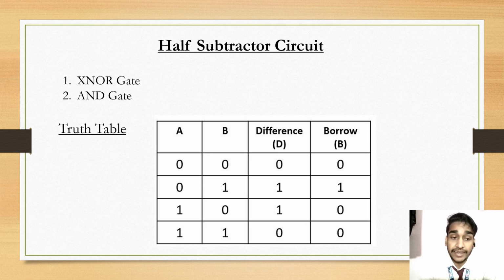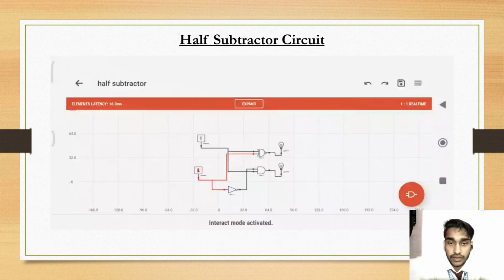In the AND gate, when both inputs, or more than two inputs, are true, then the result will always be true. If any input is 0 or false, then the result will always be false. Here are some truth tables related to the half subtractor circuit.